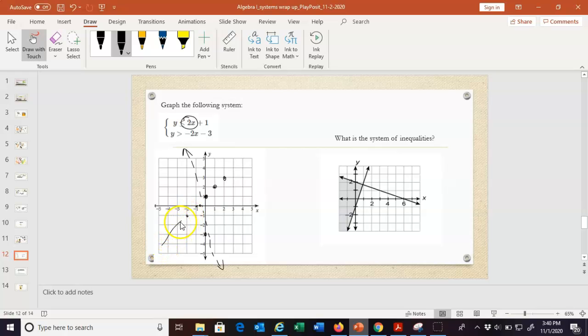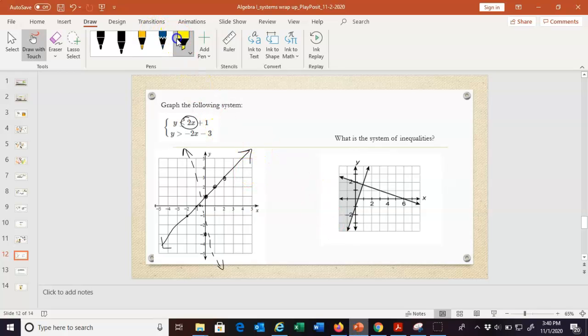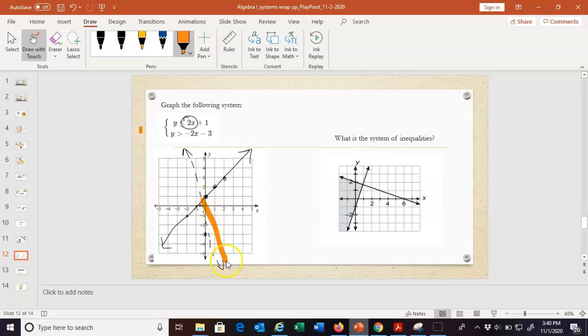And that one is solid because it is also equal to. Now let's see where the shading overlaps. It overlaps to the right here, that huge area. You can turn them off if it's hard to see. See, the black one is shaded to the right, and the red one is also shaded to the right. So I'm going to only graph the solution, which is here, the part where they overlap.